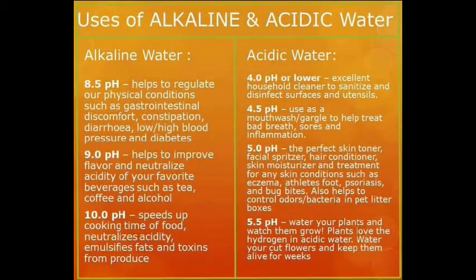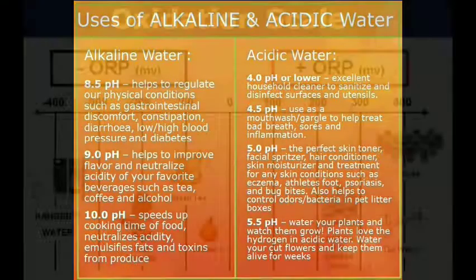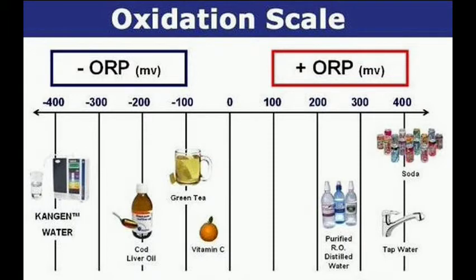Alkaline water has more reducing agents that give it antioxidant properties and measures low ORP. Acidic water has more oxidizing agents and measures higher ORP. The ORP of most tap water in the USA is between 150 and 600 millivolts, and thus it is an oxidizing agent.